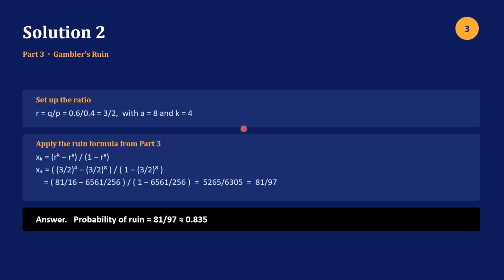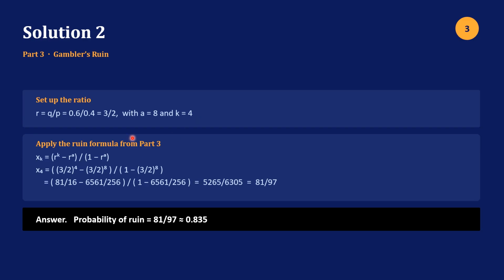So if you look up the formulas in lesson 3, you know that you need to compute R. That's Q divided by P. So that's 3/2. Then A is the pot, so to speak, the stopping point if you win all the money, and then K is where you start. So our gambler started with $4, or whatever your currency is.